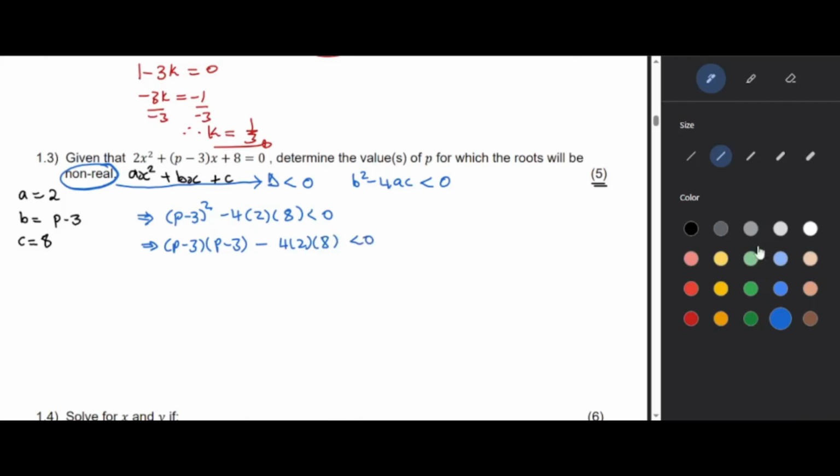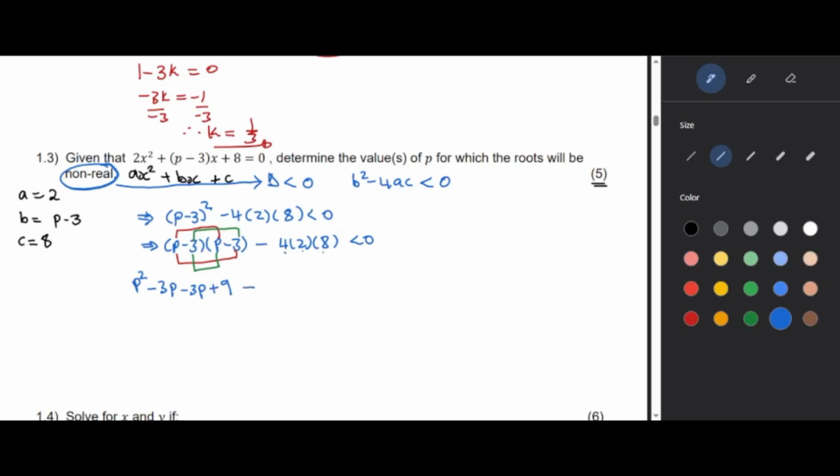Now we can multiply out of the bracket and add the like terms. So this is p times p, and then p times minus 3. So what do we get there? This will be p squared minus 3p. Then we do the same with that minus 3. We're multiplying those two. What do we get? So this will be minus 3p plus, minus 3 times minus 3, which is positive 9. We minus 4 times 2 times 8.